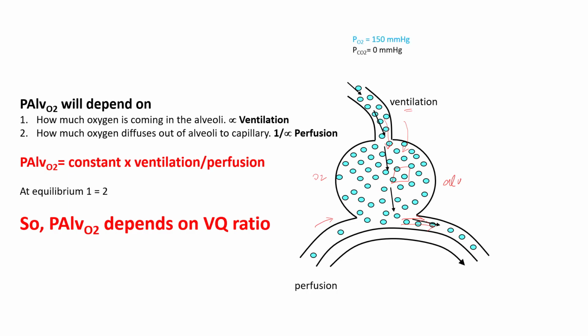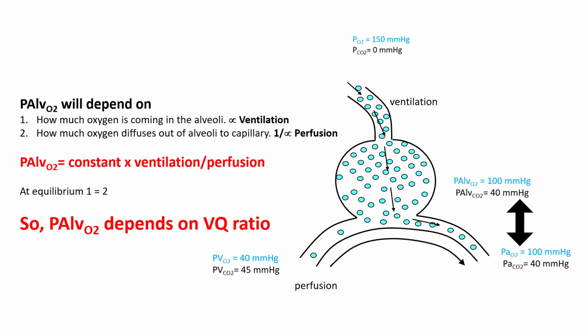We know that the partial pressure of oxygen in the air is 150 and the CO2 is 0. And on the venous side, the partial pressure of oxygen is 40 and that of carbon dioxide is around 45. A ventilation of around 4 liters per minute and a perfusion, which is cardiac output, of 5 liters per minute will give you P alveolar O2 of around 100 and P alveolar CO2 around 40. And we already know that the diffusion of oxygen from the alveoli to the capillaries is pretty fast. So the PaO2 and PaCO2 in the arterial blood will be equal to that in the alveoli.